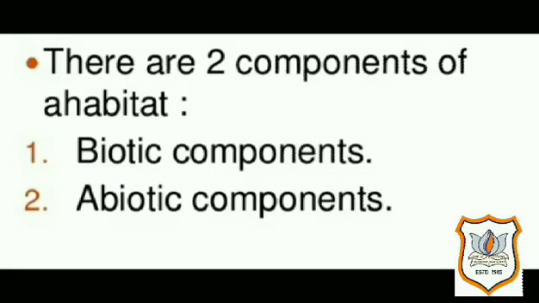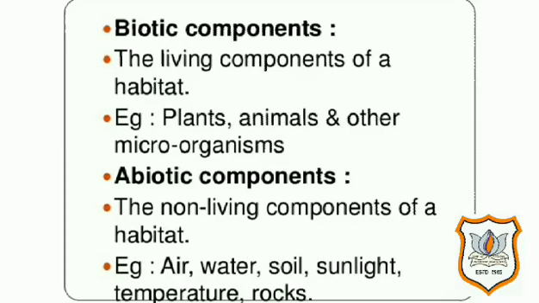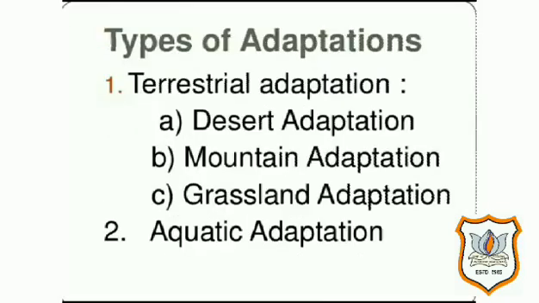Now, there are two components of a habitat: biotic components and abiotic components. Biotic components are the living components of a habitat, for example plants, animals, and other microorganisms. And the non-living components, the abiotic components, are air, water, soil, sunlight, temperature, and rocks.